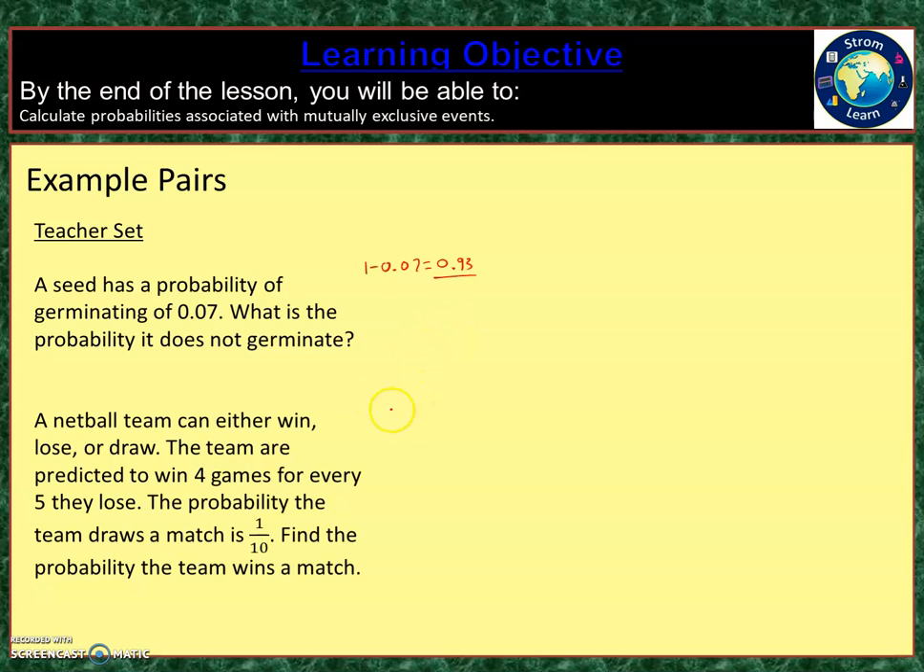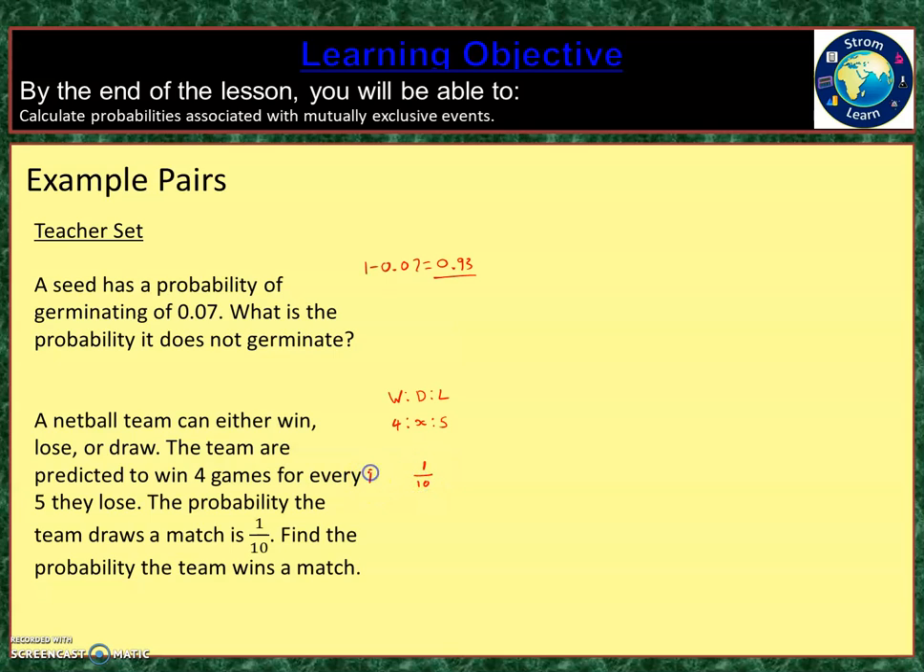Okay, so there's a few different ways that you can think about this. If we want to go for a reliable method, let's think about ratios. So we've got win, we've got draw, and we've got loss. And we know for every 4 they win, they lose 5. I don't know about the draw. I might just call that X because I don't know what it is, and we tend to go for X when we don't know what something is.